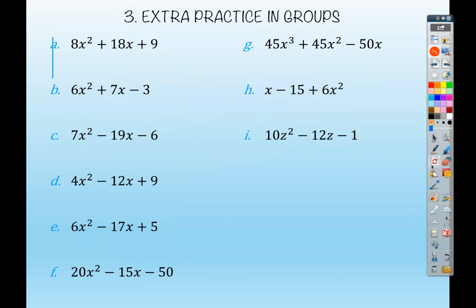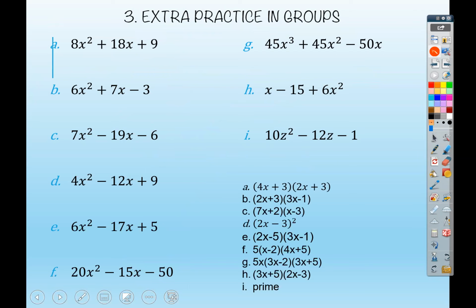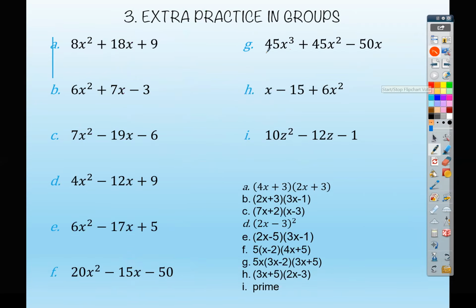All right, here is some extra practice I want you to do, so pause the video. And your answers are listed below. So let me know what you're having trouble with. I will say on G, remember to factor out the GCF. Let's see, what other ones? That may be it. On those two, remember to factor out your GCF first. On H, you need to put it in the correct order. So you would start like that first, okay?